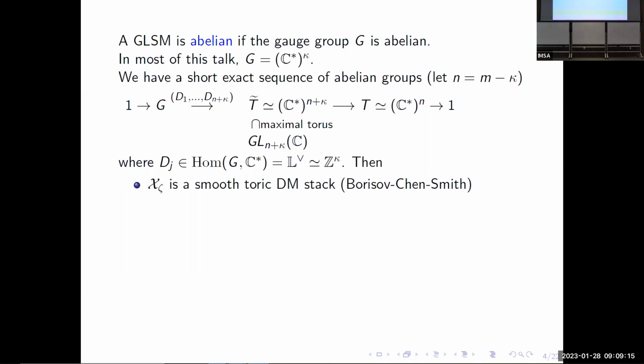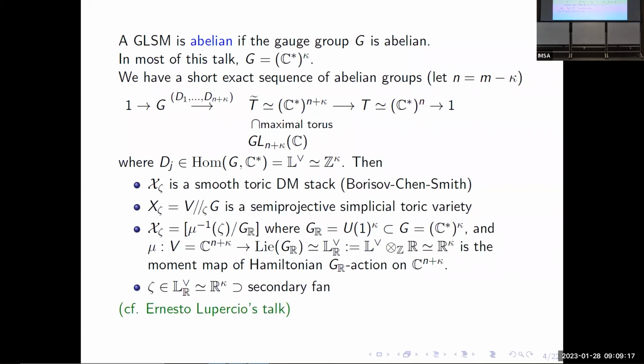Okay, so yesterday we had this talk on the quantum toric stack. This is just the toric Landau-Ginzburg, classical toric Landau-Ginzburg stack. The GIT quotient stack is a smooth toric Landau-Ginzburg stack, and so the coarse moduli space is a semi-projective simplicial toric variety. And we can also view it as a symplectic quotient.